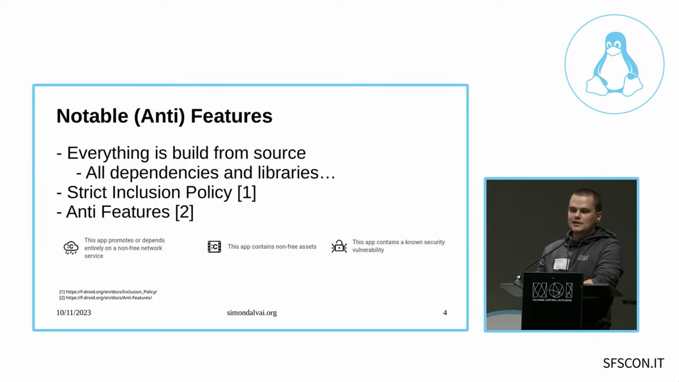And they have a strict inclusion policy where apps need to be open source. They don't allow, I don't know, they allow ads, but they're not so welcome, or there are some features they don't like. And especially some features are called anti-features, and then on the app store you see that that application has these anti-features. For example, here the first one you see is if they use non-free network services, like for example, some of you know the NewPipe app.